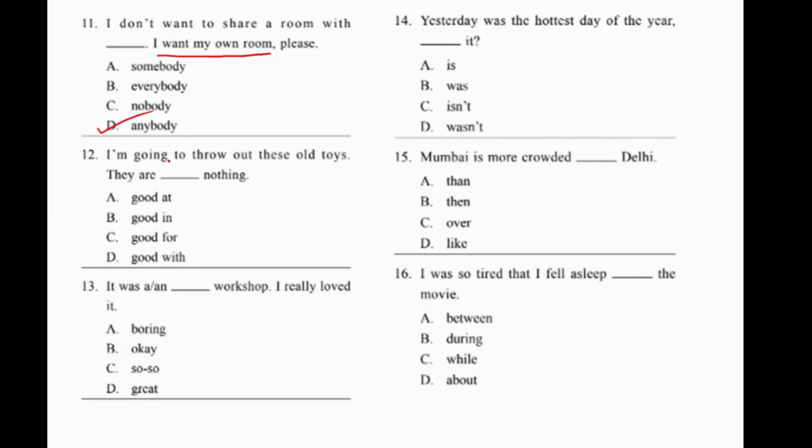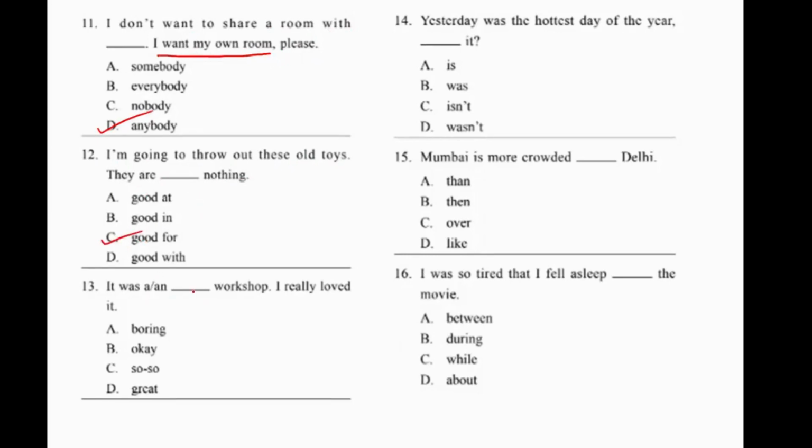Okay, next, I'm going to throw out these old toys. They are dash nothing. It means they are useless. When you're going to throw the old toys, it means they are useless. Okay, so they are good for nothing. We use this idiom, good for nothing, when something is useless. Okay, so option C is our correct answer.